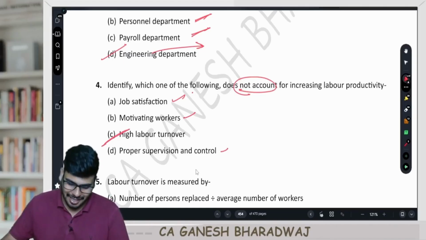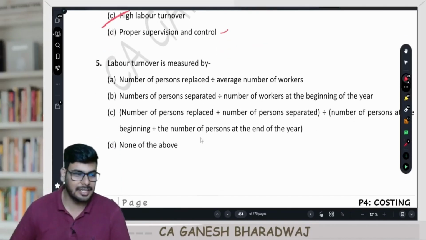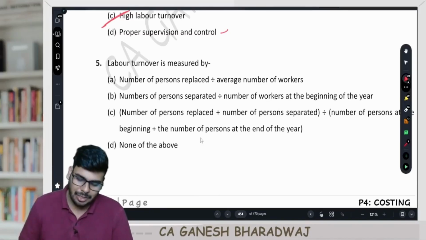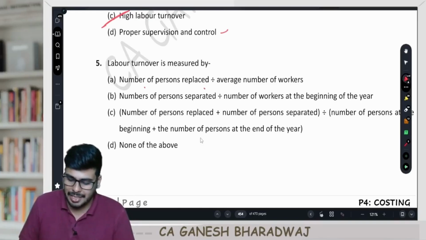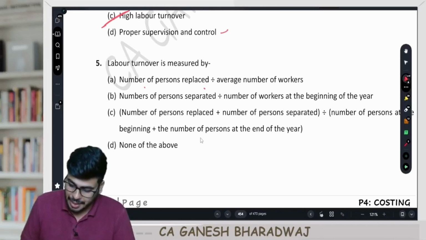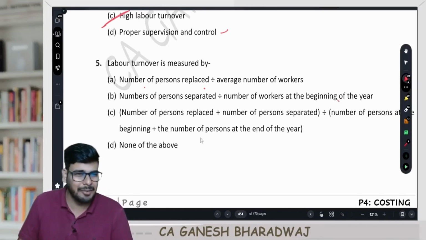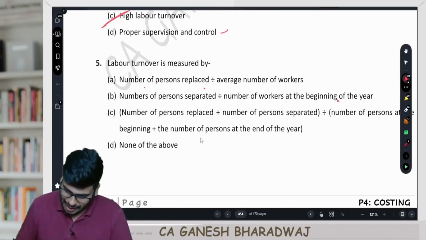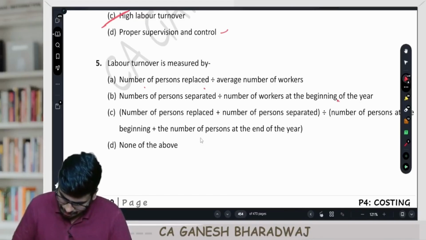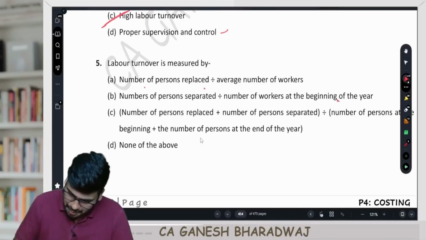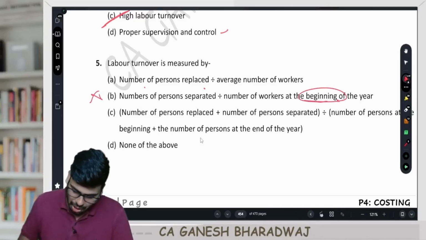Next, fifth: labor turnover is measured by number of persons replaced divided by average number of workers. Option A. Option B: number of persons separated by number of workers at the beginning. In the denominator, you always have only average. In option B, you have only beginning, so definitely it's not option B.